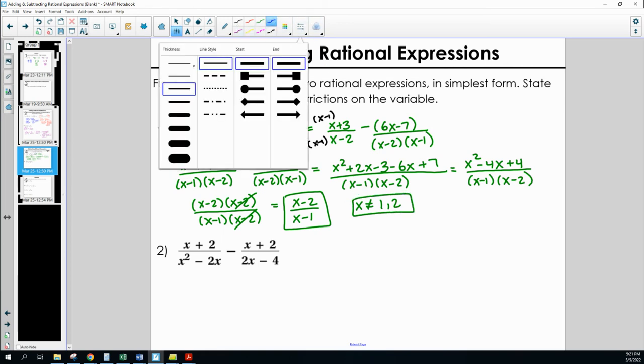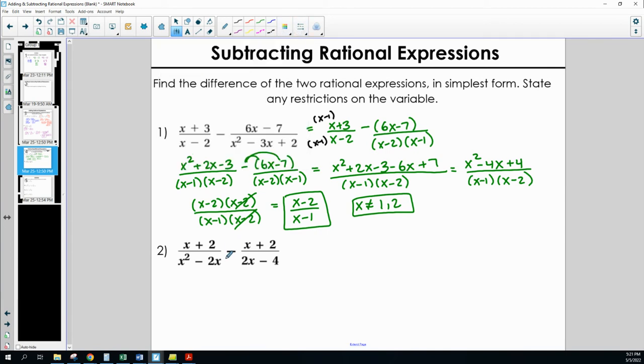Okay, and then this last one, again, we see that we don't have the same denominator. So what we want to do is factor if we can. The top here is staying the same. X squared minus 2x, we're going to factor out a GCF of x. So we're left with x minus 2. And then minus. And because we're subtracting, I'm going to put this numerator that's next to the subtraction sign in parentheses so we don't forget to distribute that negative. 2x minus 4, we're going to pull out a GCF of 2, so we're left with x minus 2.